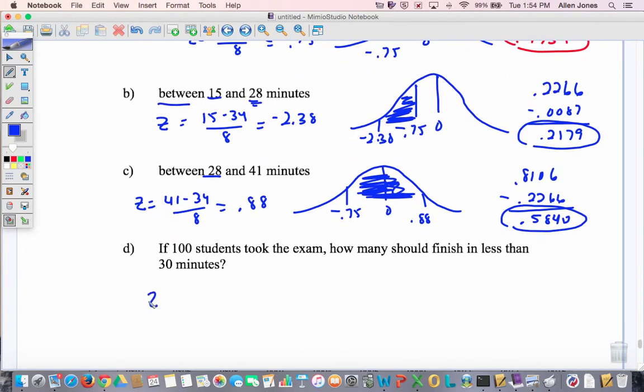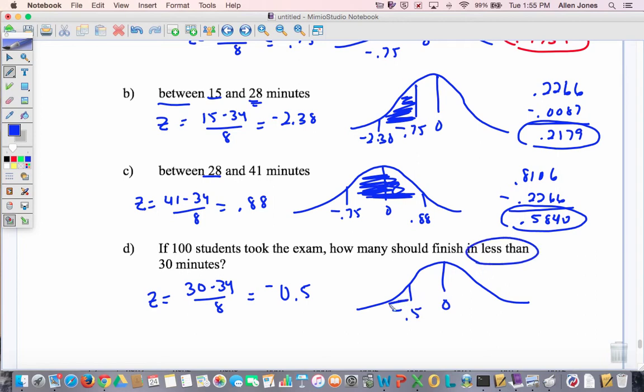And then finally, our last one with our psychology exam. If 100 students took the exam, how many should finish in less than 30 minutes? We'll calculate our z-score for the 30 minutes, so 30 minus 34 divided by 8 gives me a z-score of negative 0.5. We'll find our probability first.